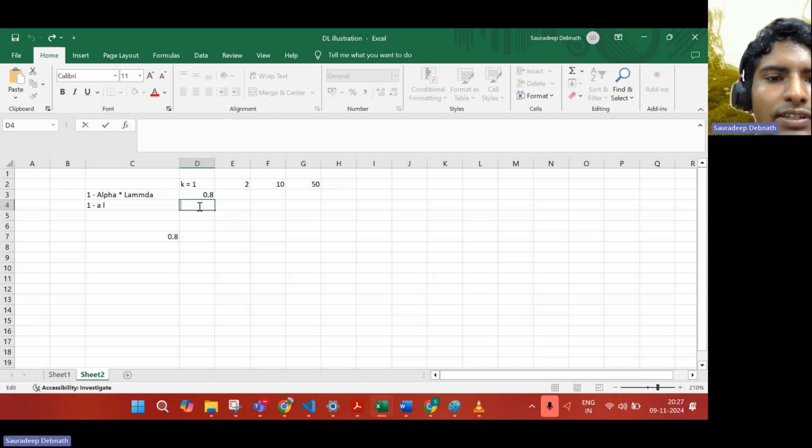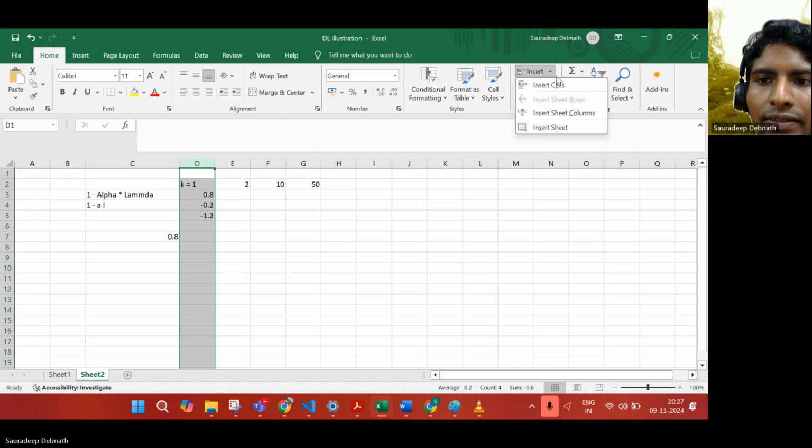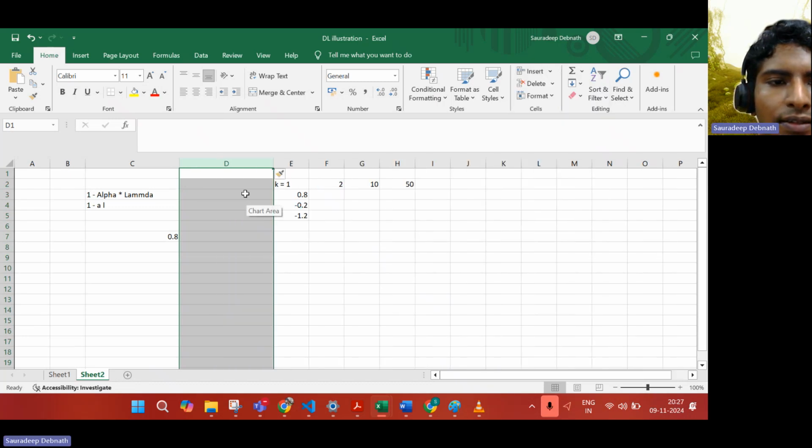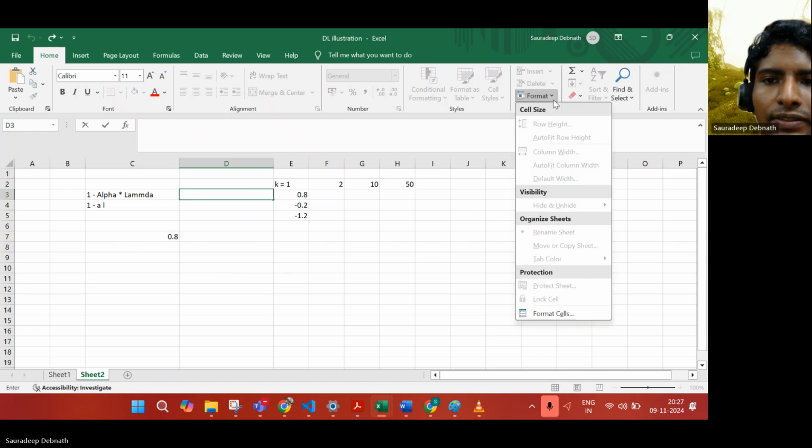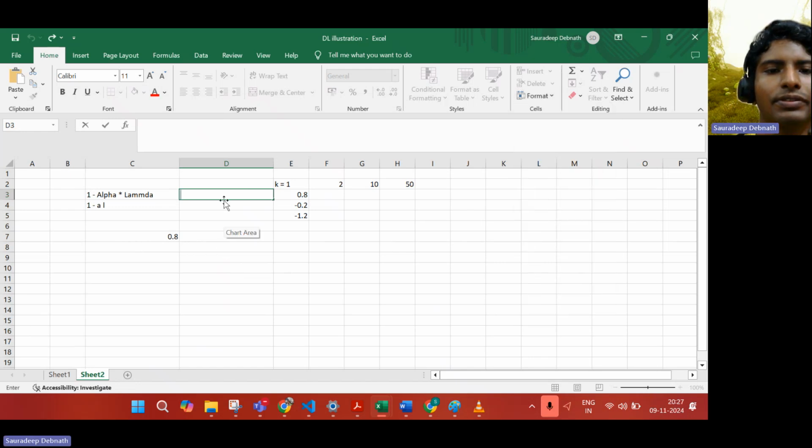Okay, let's go ahead. Suppose it's the entire quantity, 1 minus alpha lambda. Suppose it's a small value, 0.2, and suppose it's a big negative value like minus 1.2. Now, when would it happen? Let's insert a cell here, maybe a couple of cells.